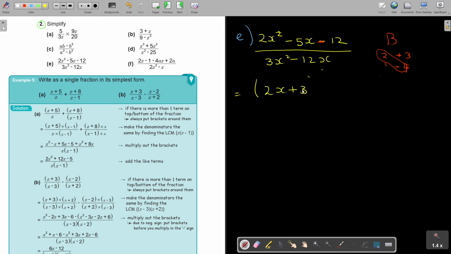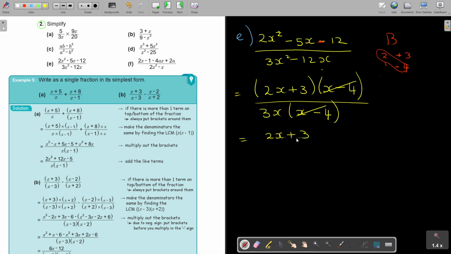And then it's going to be 2x plus 3, x, let's just get it correct, x minus 4. Okay. And then it's going to be a common factor at the bottom, so 3x, and it's going to be x minus 4. Okay, and there, do you see the x minus 4's cancel? So it's going to be 2x plus 3 over 3x. And remember, you cannot cancel that x due to the two terms on top. Final. You can keep the bracket, you can leave the bracket as long as you have that final answer. And then I'm going to go for number F.